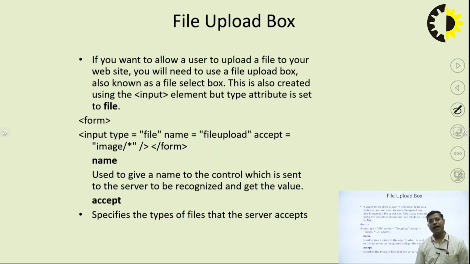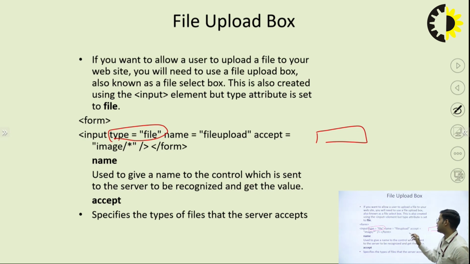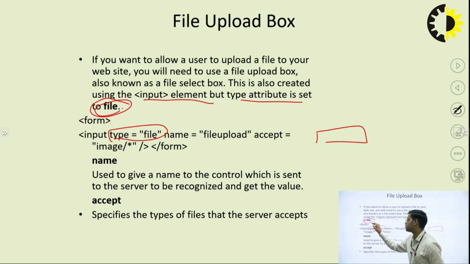Then next is the file upload box. Using the file type, if you give input type is equal to file, that means if you want to allow a user to upload a file to your website, you will need to use a file upload box. Using the type attribute value file means you can upload the file onto the server. This is also created using the input element, but the type attribute is set to file. This is most important regarding the file upload box.